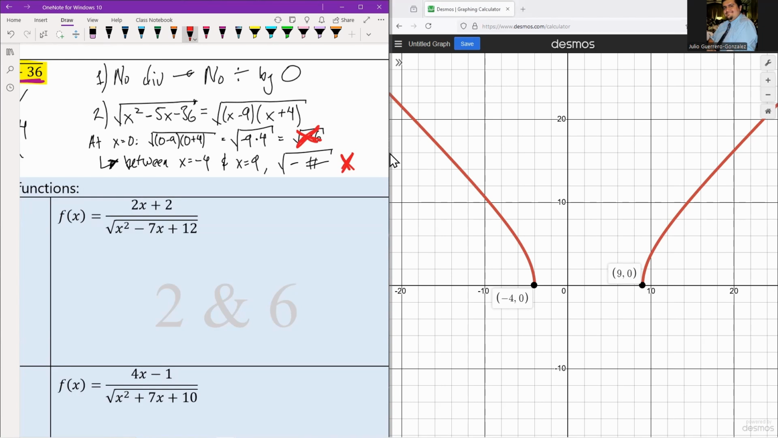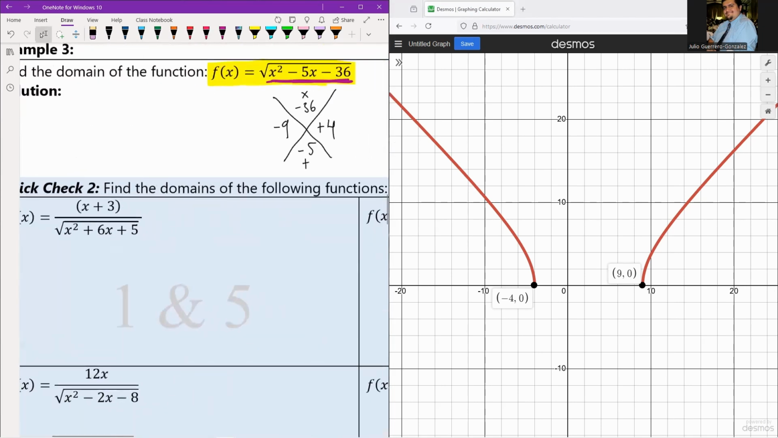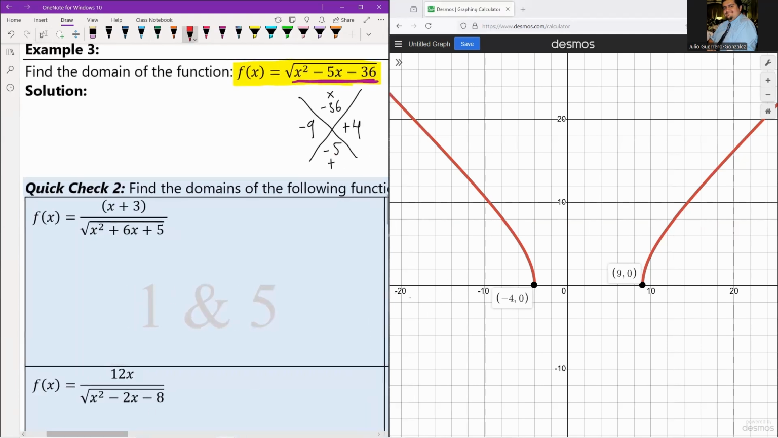Cool. So now we know what we need to eliminate. We know the numbers that we cannot plug in. Everything else is fair game. We have to get everything between -4 and 9 out of there. Everything else is legit. Okay, so for this one, if you take a look at the graph, the graph sort of gives this to us. The domain of this function is going to be -∞ to -4, and I'm going to leave that there for now, union 9 to infinity. You guys see that there is a graph before -4 and after +9.